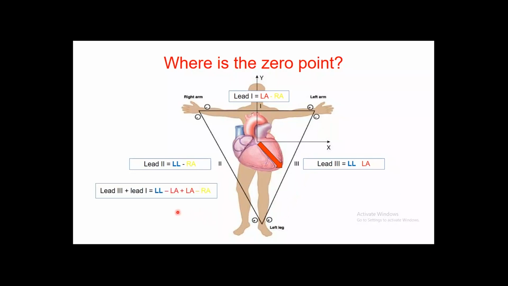So if we sum lead 3 and lead 1, this will give this equation, which is actually lead 2, equal to left leg minus right arm. Then if we calculate lead 3, the sum of lead 1 minus lead 2, this will give the 0 point that we are searching for.